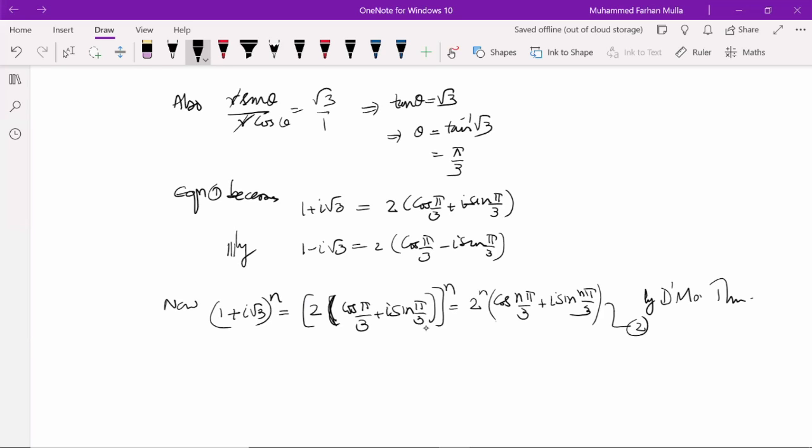And similarly, (1 minus I root 3) whole to the power of n is equal to 2 raised to n into (cos of n pi by 3 minus I sin n pi by 3). We call this equation number 3.